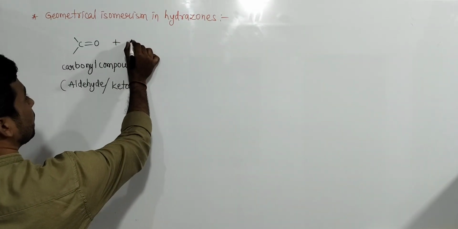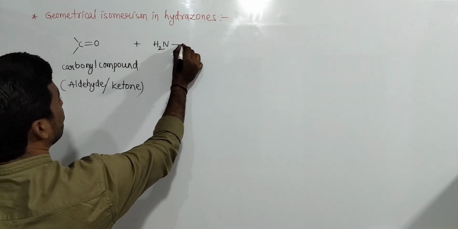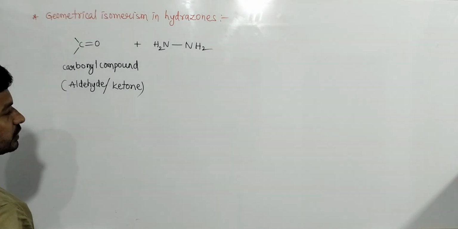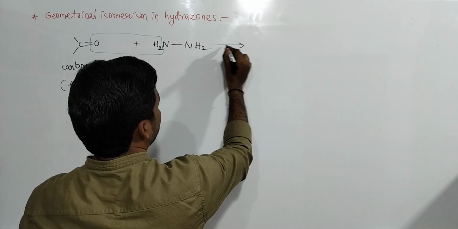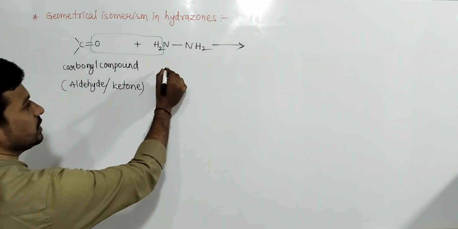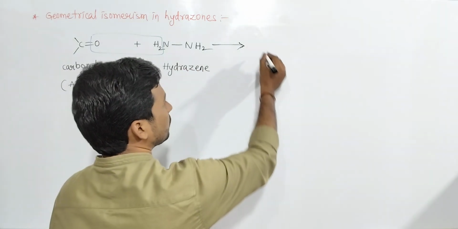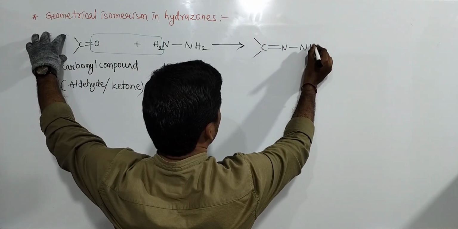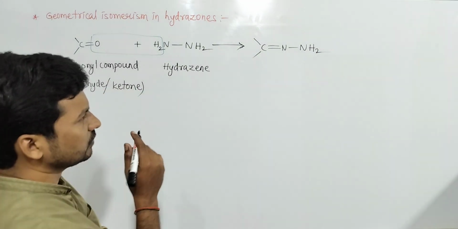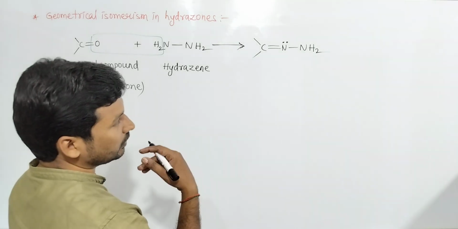When a carbonyl compound is treated with hydrazine, NH2NH2, with removal of water, the reaction is not important, I just want to explain what a hydrazone is. So when carbonyl compounds are treated with hydrazine, they form the corresponding hydrazone. These groups may be anything. Double bond N, NH2. Does the nitrogen have a lone pair? Yes, lone pair. Therefore, geometrical isomerism is possible.